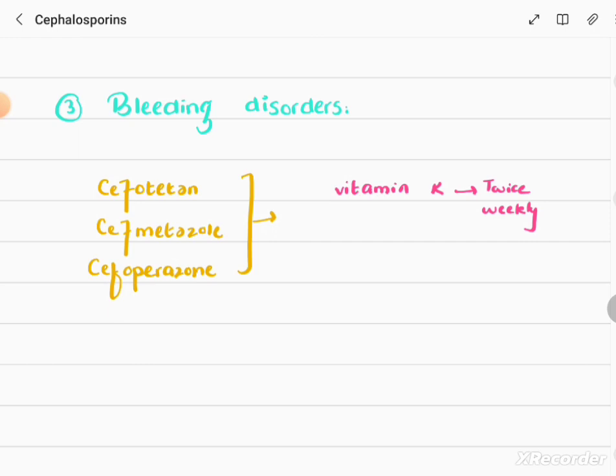Now, all these drugs can also cause disulfiram-like reactions if they are administered with alcohol. So we must keep that in mind as well. We must know the adverse reaction profile of cephalosporins when we are using these drugs to treat our patients.